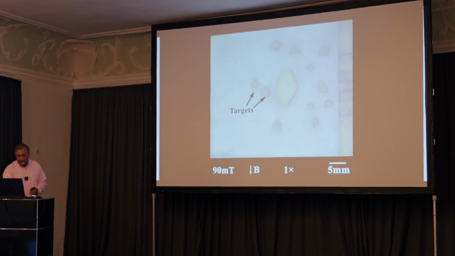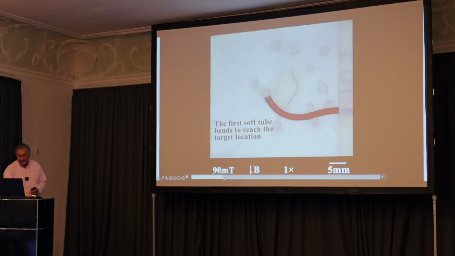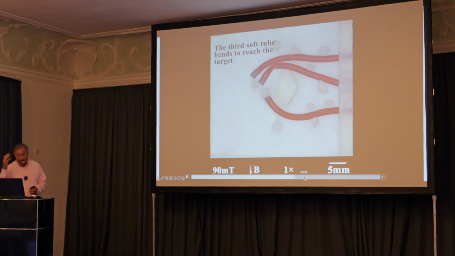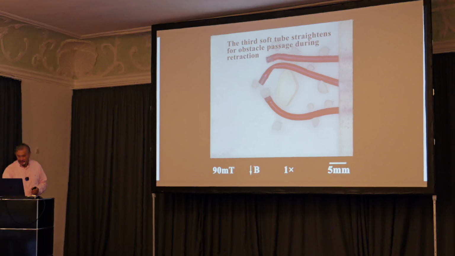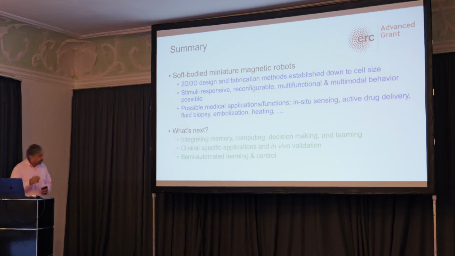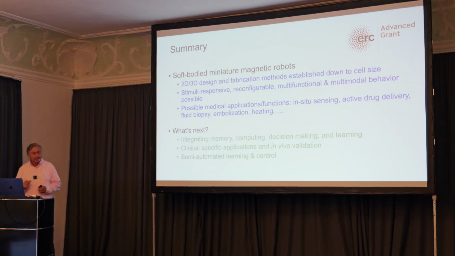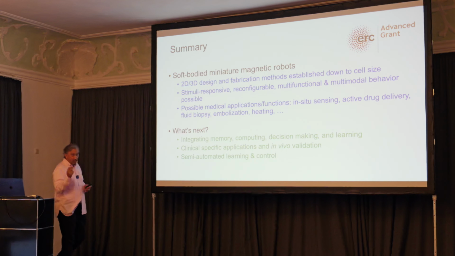So, why are they interesting? Because again, they can go and do complex tasks. You can even have multiple of them. You can fix one, you can have another one, and you can even have 3, all actuated magnetically, but with all the concentric tubes.